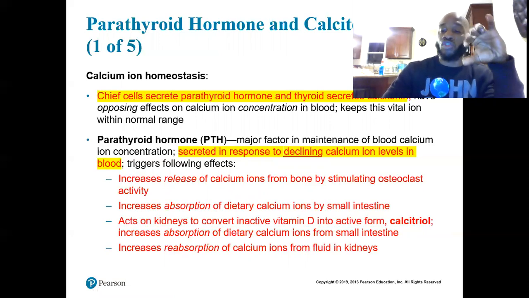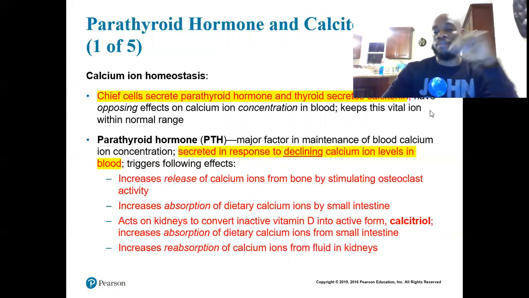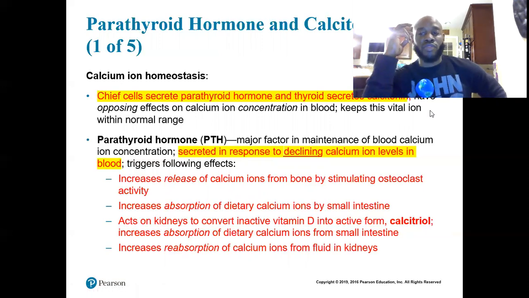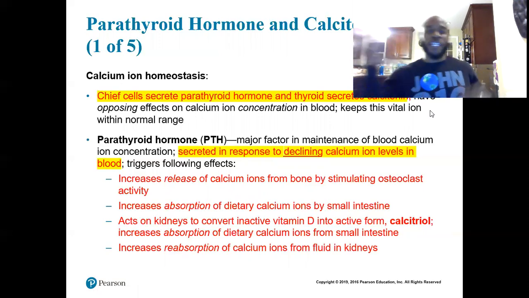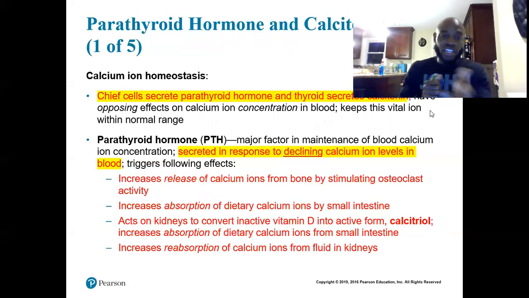So your body stores calcium in your bones, which we haven't talked about since we haven't gotten to the chapter on bone yet, which is coming. Stay tuned. But when parathyroid hormone is released, your body can break down some of your bone and release calcium ions from your bone. It increases absorption of dietary calcium by the small intestines.